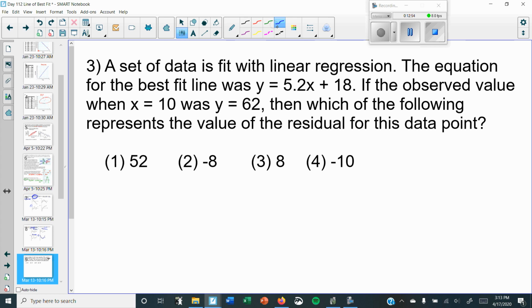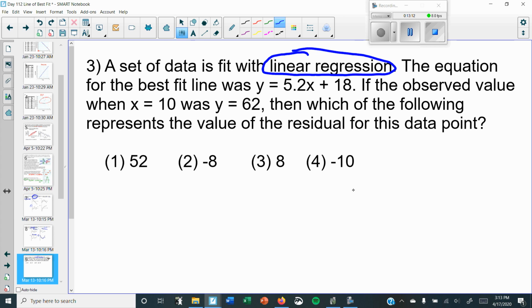Okay? So now for this question, it says a set of data is a fit with a linear regression. So you're going to hear this word a ton now. Linear regression. Again, that's just the best fit line or the line of best fit. It's just the fancier name for it. Just like instead of calling a quadratic a U, we call it a parabola. It's just the fancier name. So linear regression. So here we go.